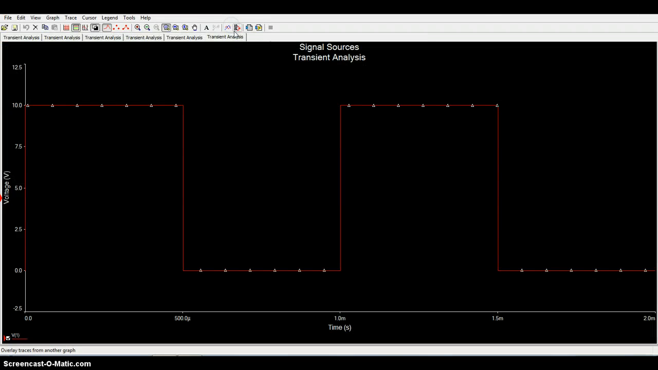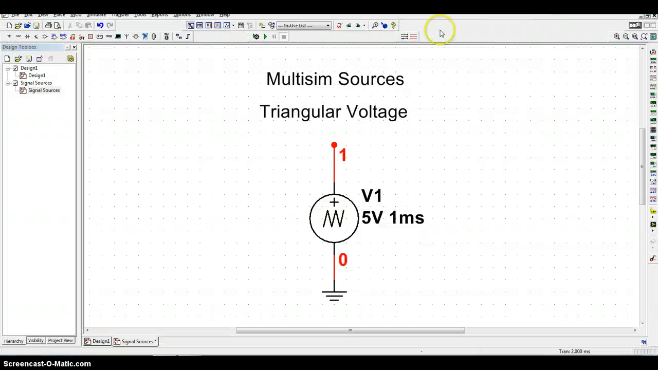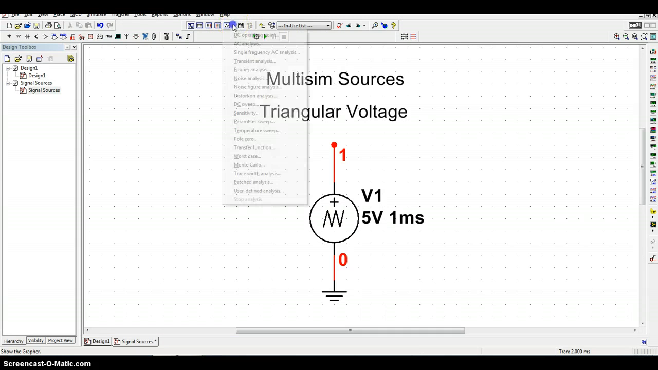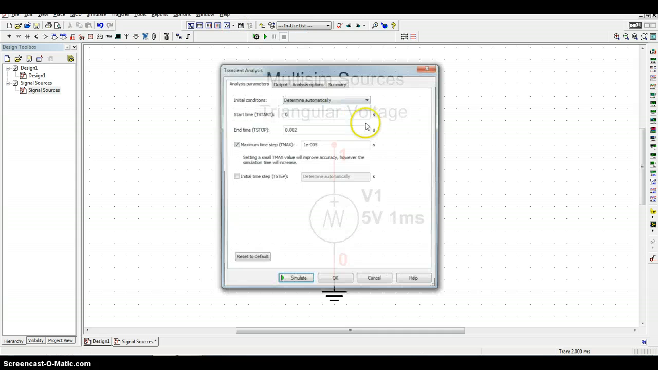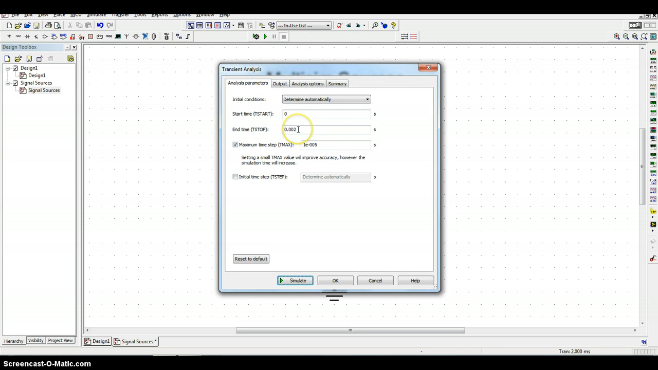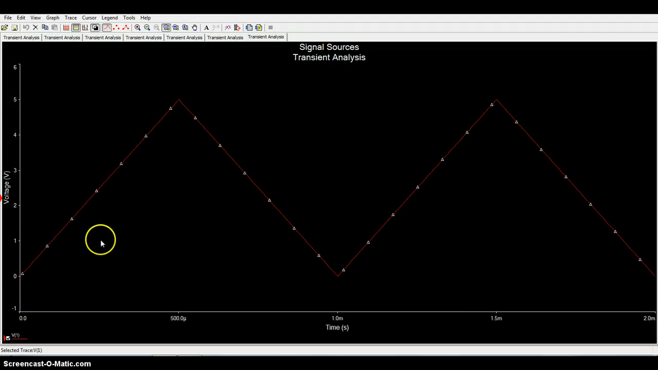Okay, I'll go to transient. Oop, I need to get rid of that one. Okay, go back to transient. And again, I'm set at 2 milliseconds, which would be 2 cycles, with a time step of 10 microseconds. I hit simulate, and you see we have a triangular voltage whose period is 1 millisecond, meaning a kilohertz. However, it starts at 0 and goes up to 5.